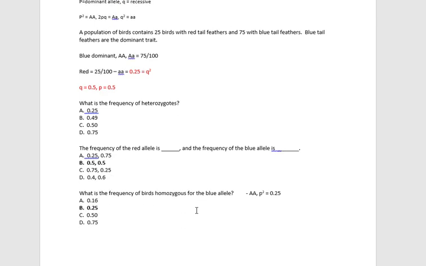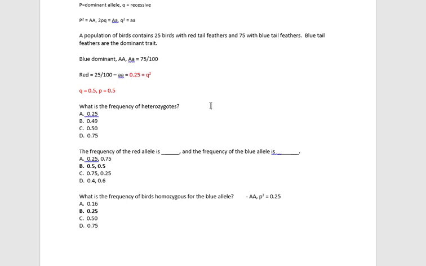And then lastly, what is the frequency of heterozygotes? Heterozygotes, remember, is going to be equal to 2PQ. So using our numbers here, that would be 2 times 0.5 times 0.5. And what's that going to be? That's going to be 0.5, which is kind of funny, right? So it's actually going to look like this, 2 times PQ. And so 0.5 squared is 0.25, and then times 2 is going to be 0.5. So it looks like we actually have the same answer for each one of these, except for the bottom one.